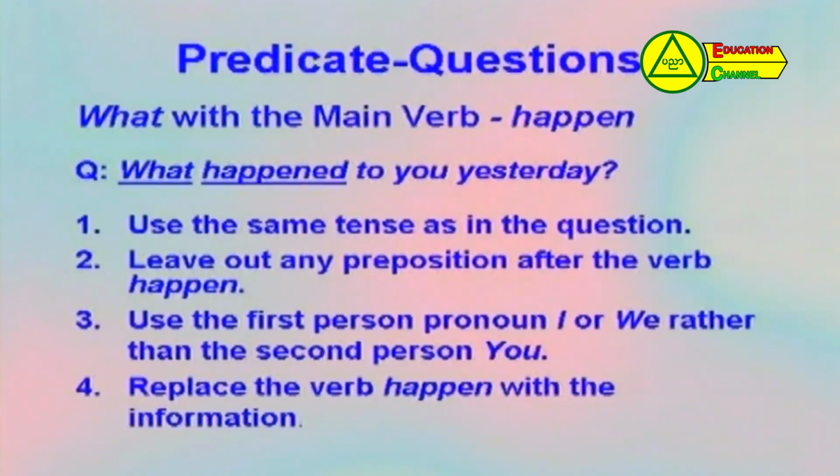1. Use the same tense as in the question. 2. Leave off any preposition after the verb have been. 3. Use the first person pronoun I or we rather than the second person you. 4. Replace the verb have been with the information.